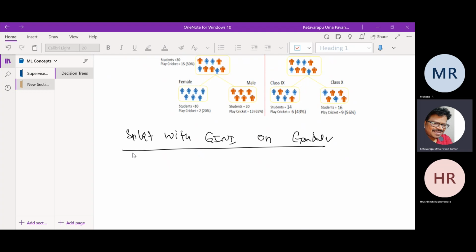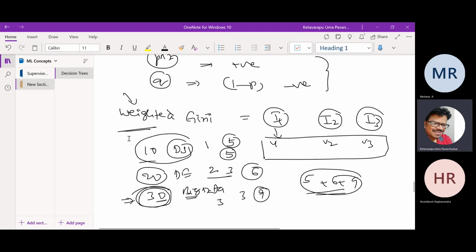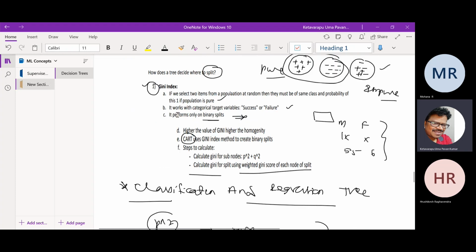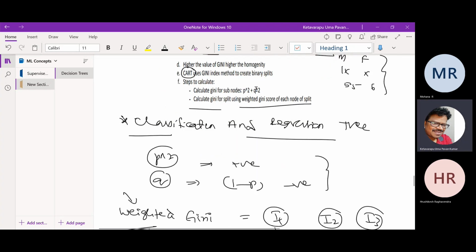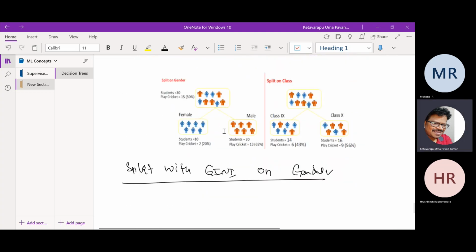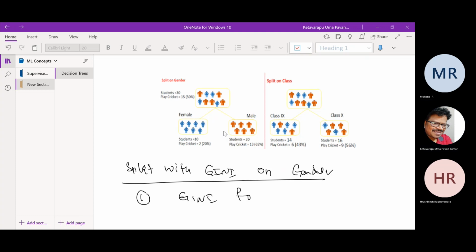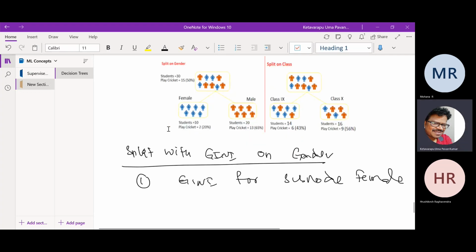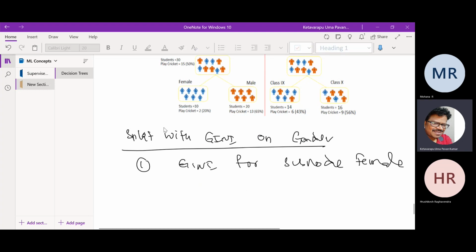What is the first step, friends? See here, the steps in the Gini. First, we have to compute the subnodes' Gini index, and then we have to compute the weighted average. Now, let me go through that. The very first point, what I am doing here is the Gini index for the subnode female. First, I am taking the female category, and for the female category, what is the Gini value? What is the formula, friends? P square plus Q square. This is the formula actually.